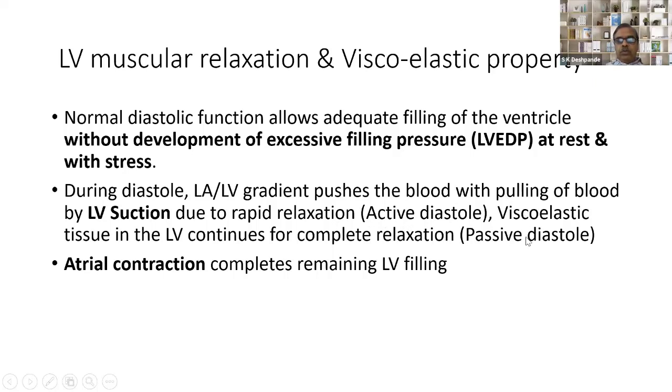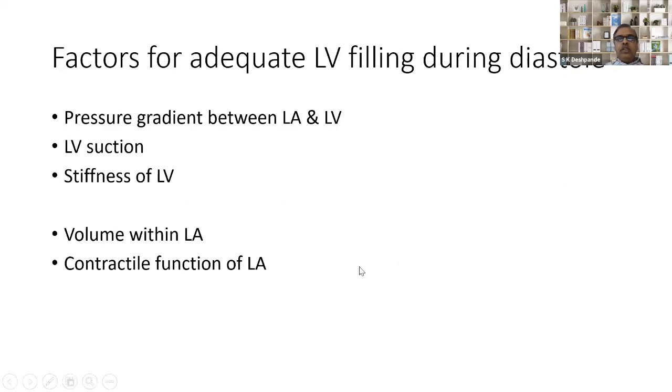Then the remaining portion is the passive diastole, due to the viscoelastic tissue present in the LV musculature. Finally, atrial contraction completes the emptying of the atrium and filling of the left ventricle. The most important factor is the gradient between the left atrium and left ventricle. Then there is the left ventricular suction effect and the stiffness of the left ventricle, which allows its filling. The factors above the ventricle are the preload, that is the volume in the left atrium, and the contractile function of the left atrium.